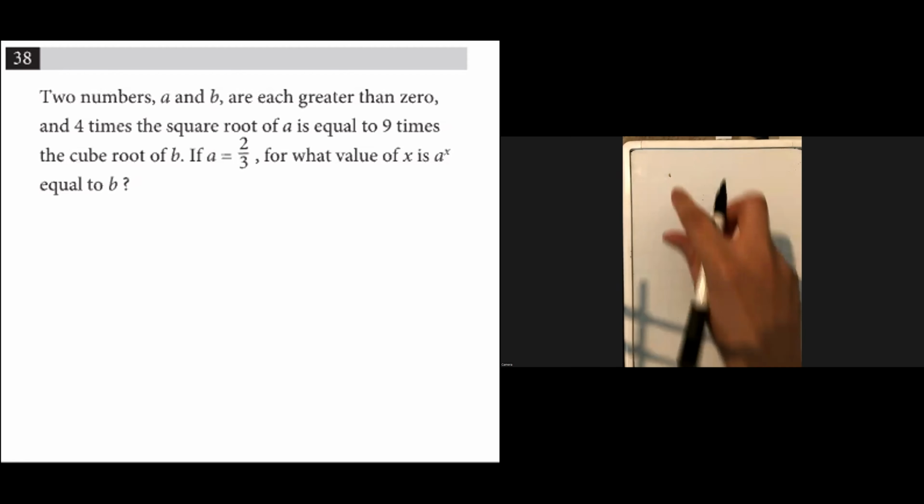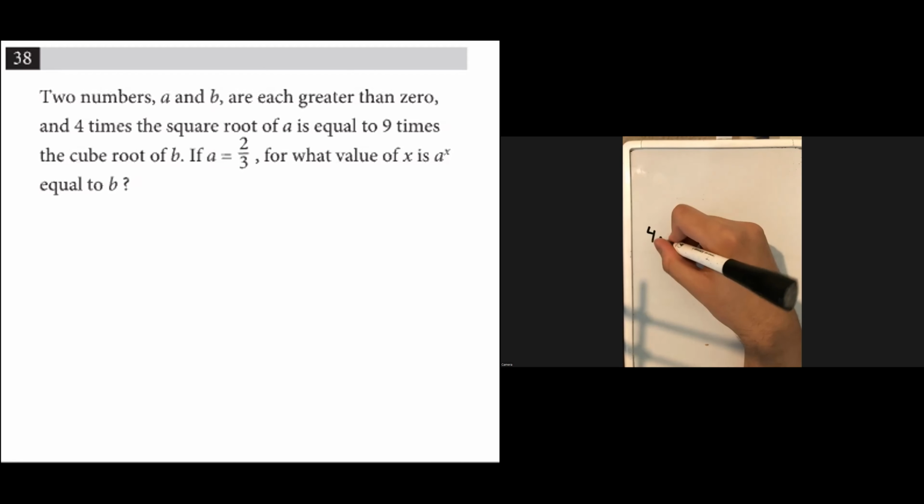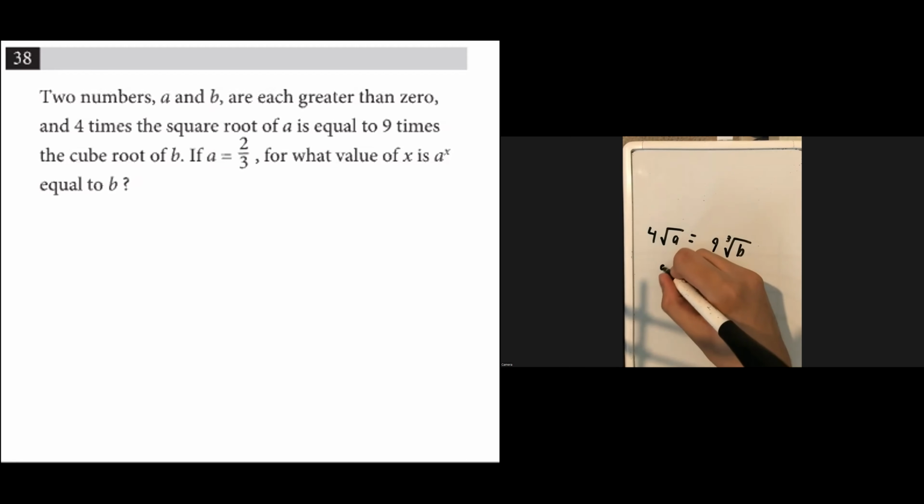Okay, so for this one, we're given two numbers A and B that are greater than 0. It says 4 times the square root of A equals 9 times the cube root of B. And then it gives us what A is. A is 2/3. So basically for this, I think what I'll do is just plug in to find B. So we have the cube root of 2/3. And remember, this is a calculator problem, so I would recommend plugging in for this.